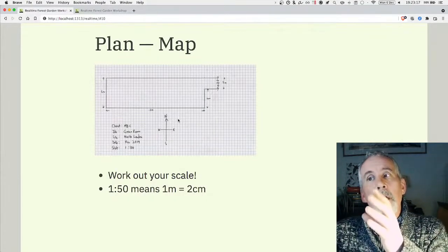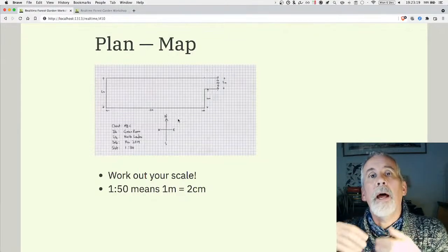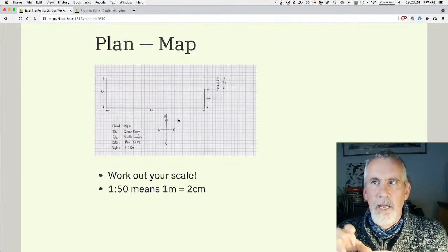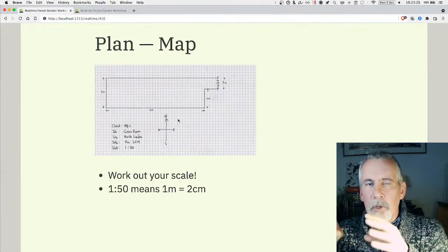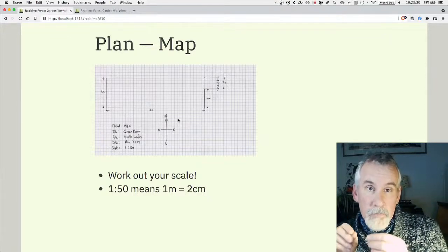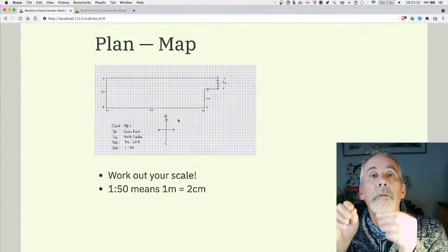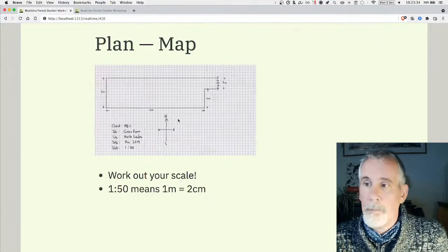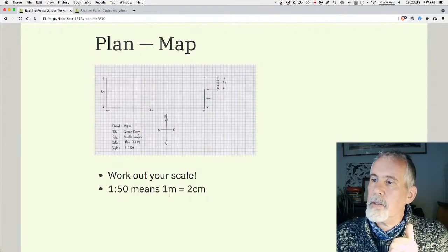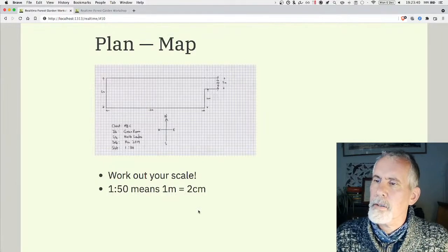So what I'm saying is create a paper plan, and then you can just sketch out, will this tree fit here, will this tree fit there, and do the big trees, but actually do the real design. As much of the design work is involved on site as well. So yeah, work out your scale. 1 to 50 means 1 meter equals 2 centimeters.